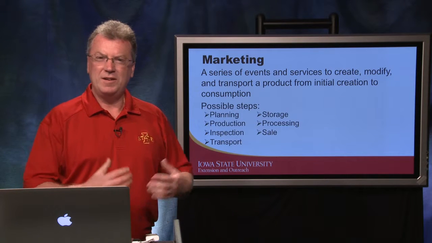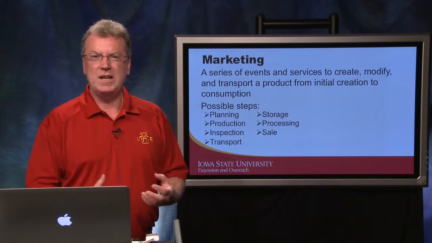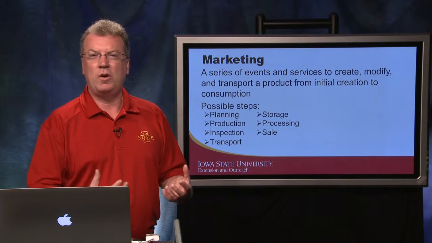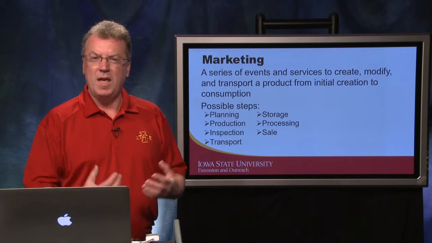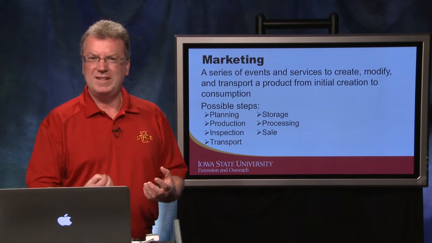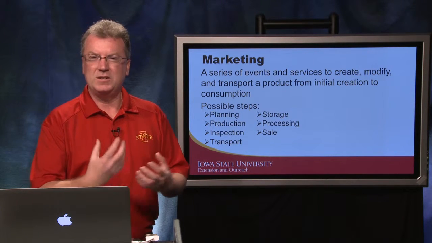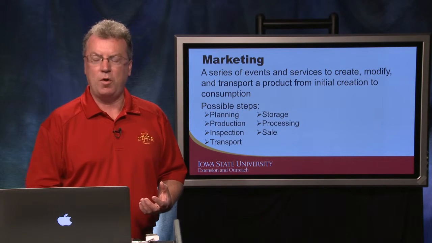Now, there are a lot of different steps that are being taken within the marketing process. It's not just, if you will, the buying and selling. It's also the planning, the production, the inspection, transportation, storage, the processing, and then the sale of the product. All of that goes on within the marketing chain. But for the most part, we're going to concentrate with these series of videos on the sale of the product, how product is being sold within the agricultural marketplace.